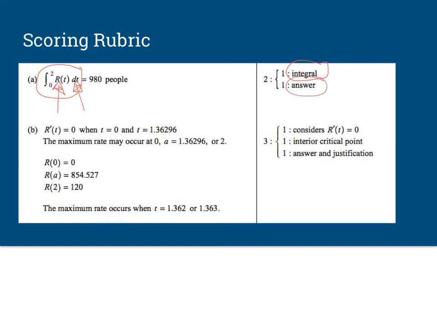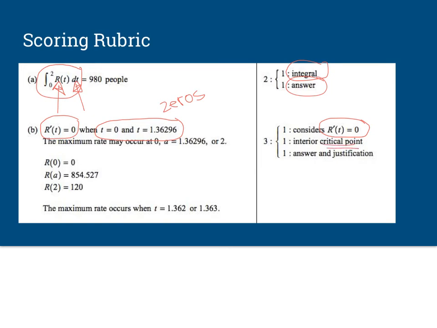Okay, for part B, it is essential, again, do you notice that? You have to set the derivative equal to 0. You need to show that. Okay, show that you're considering the derivative equal to 0. Now, of course, you're going to find these two values using your calculator because you're going to graph r of t. Actually, you might graph the derivative and then find the zeros. So you would analyze the graph and find the zeros on your graph. Okay, so you've got the interior critical point.